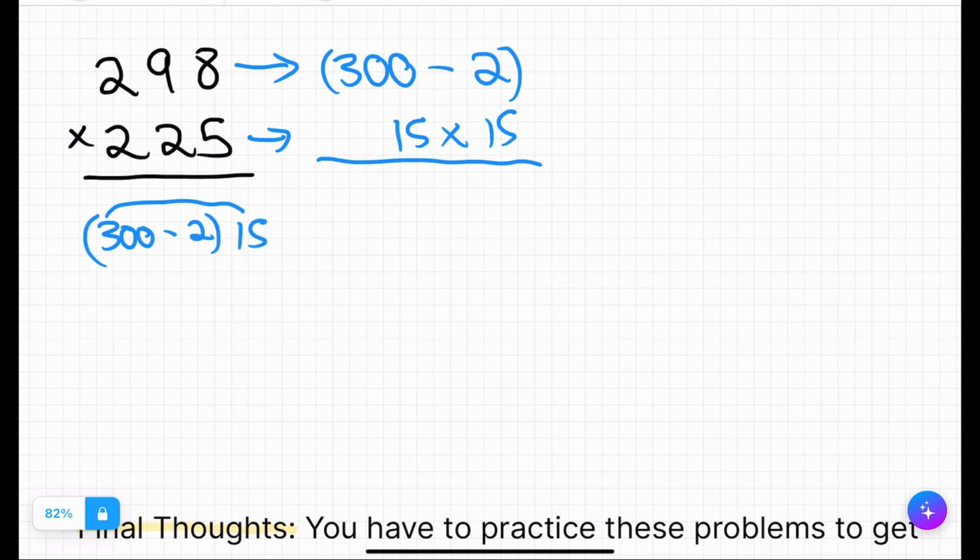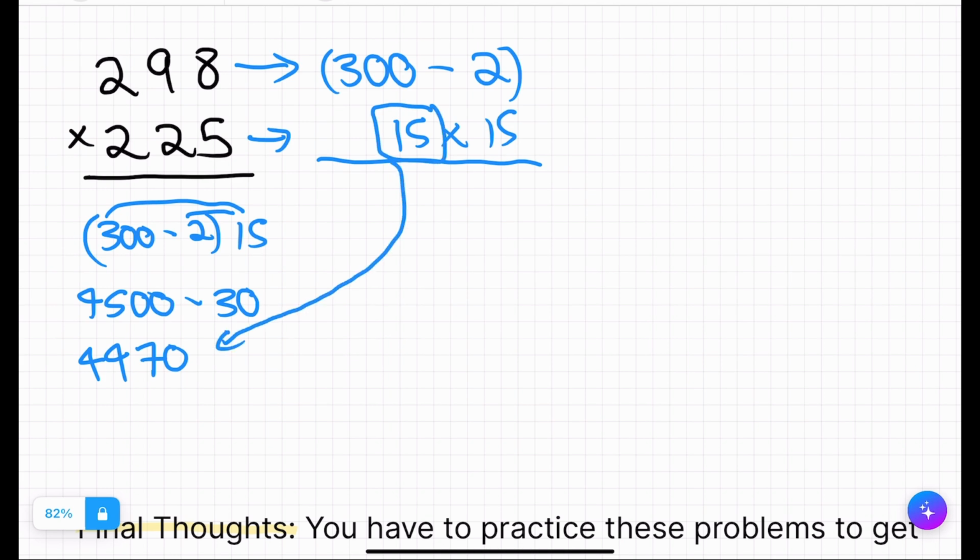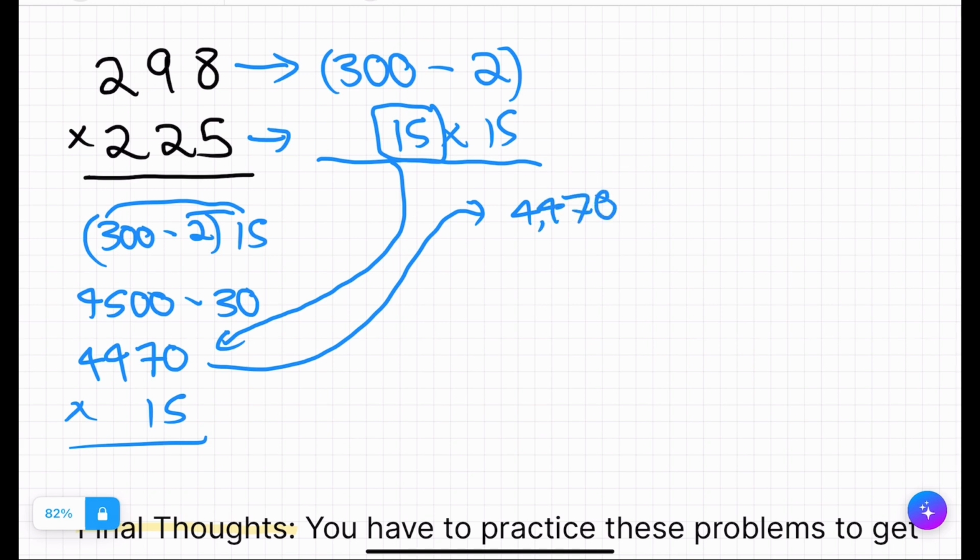Well, 3 times 15 is 45, and we've got 2 zeros. And 2 times 15 is 30. So we can do some subtraction here. We'll get 4,470 as our answer. And now we need to take our final 15 and multiply. And this looks like a lot, so we're going to simplify this as well. The first thing I'm going to do is take this number and just rewrite it so that I have more space. I'm going to break the 15 into 10 plus 5, and then I'm going to multiply these together.